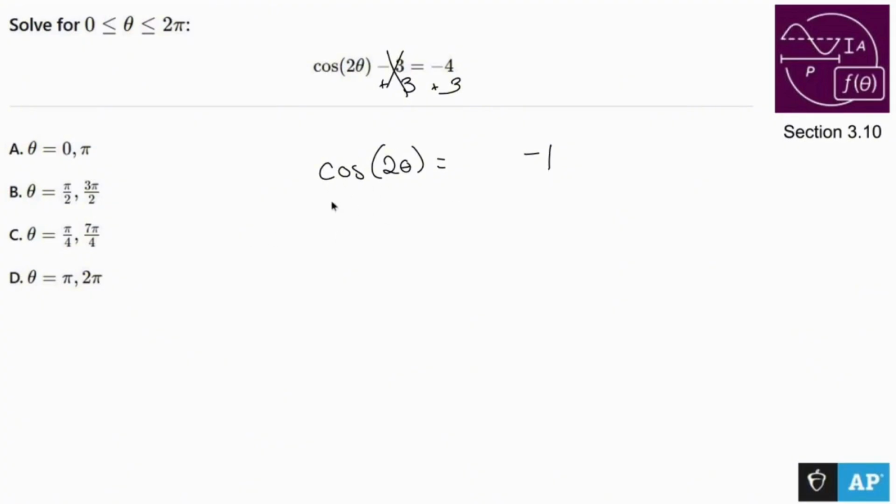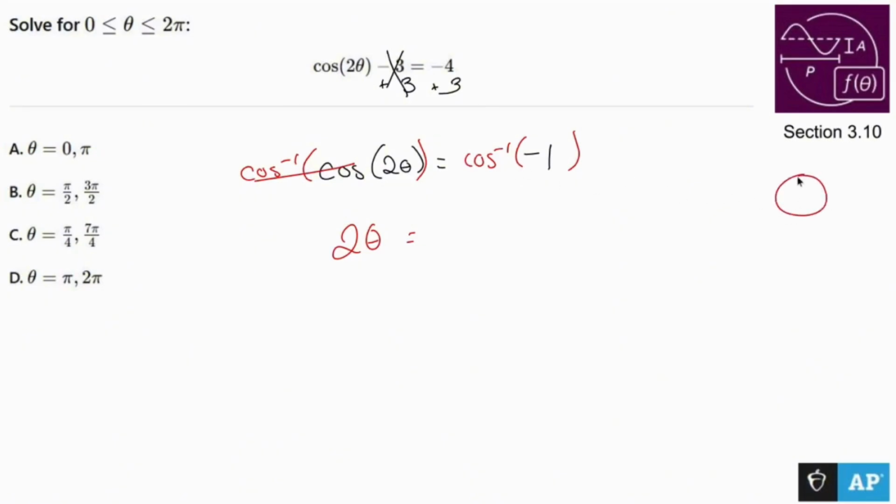Now, how do I undo a cosine? Inverse cosine, of course. So I'm going to do that to both sides. I'm going to inverse cos both sides. That crosses out, and 2 theta is all I have on the left. Now, inverse cosine of negative 1 is asking what angle measurement gets me an x value, because remember, cosine's the x value. What angle measurement gets me an x value of negative 1 on the unit circle?